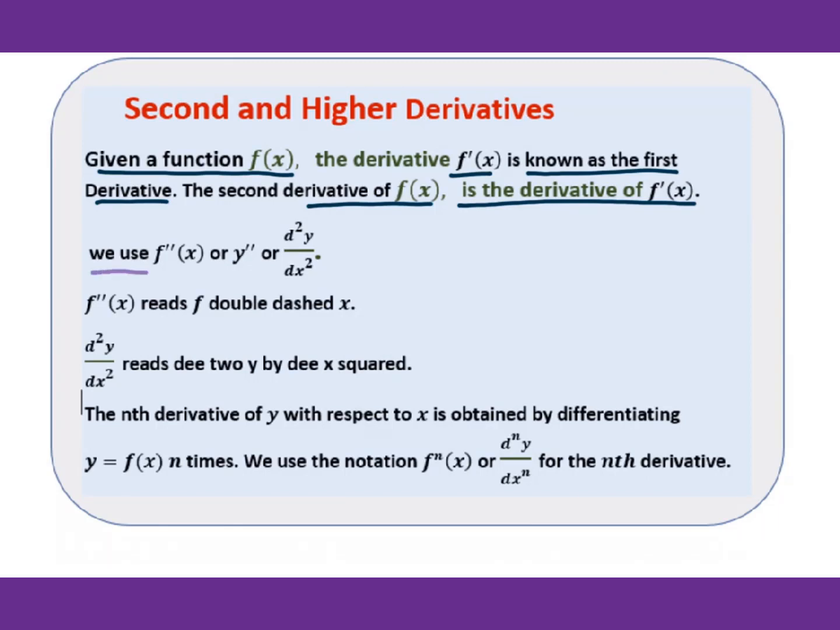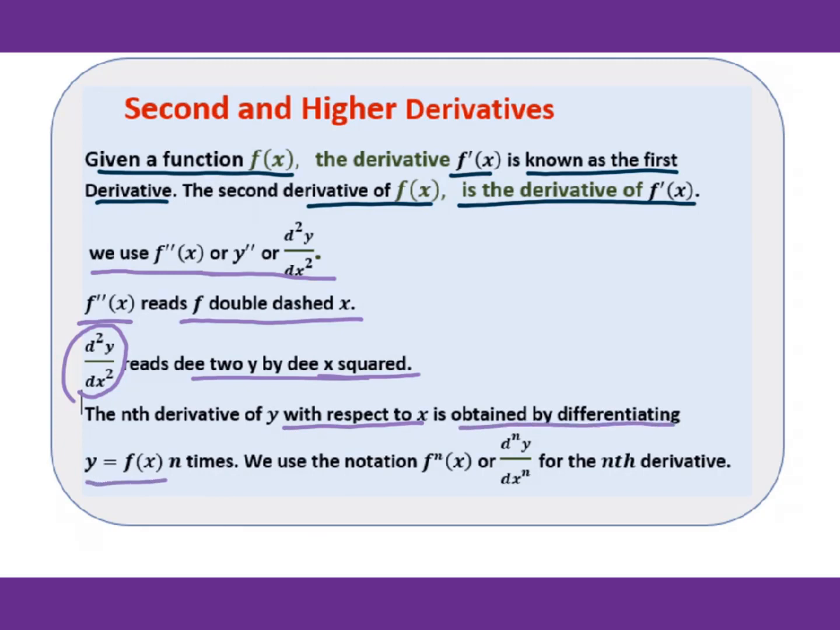We use this symbol to show the second derivative of f of x. This symbol is read as f double dashed x. This symbol is read as d2y by dx squared. The nth derivative of y with respect to x is obtained by differentiating y equals f of x n times. We use this notation or this one for the nth derivative.